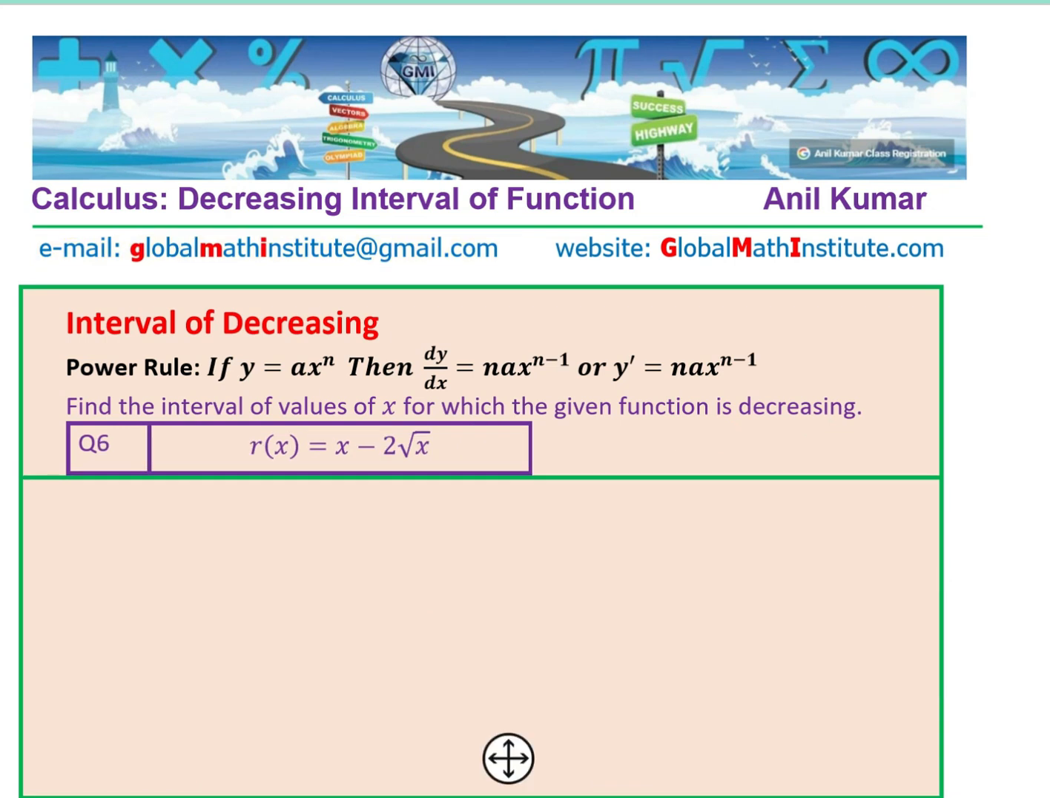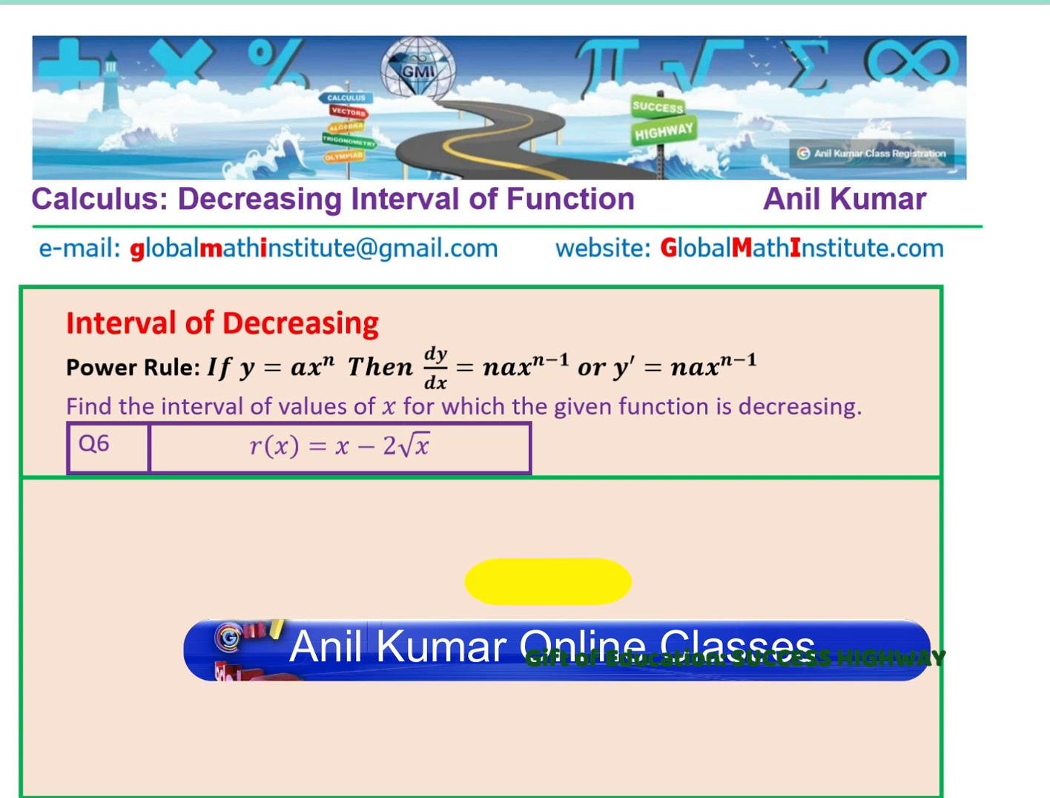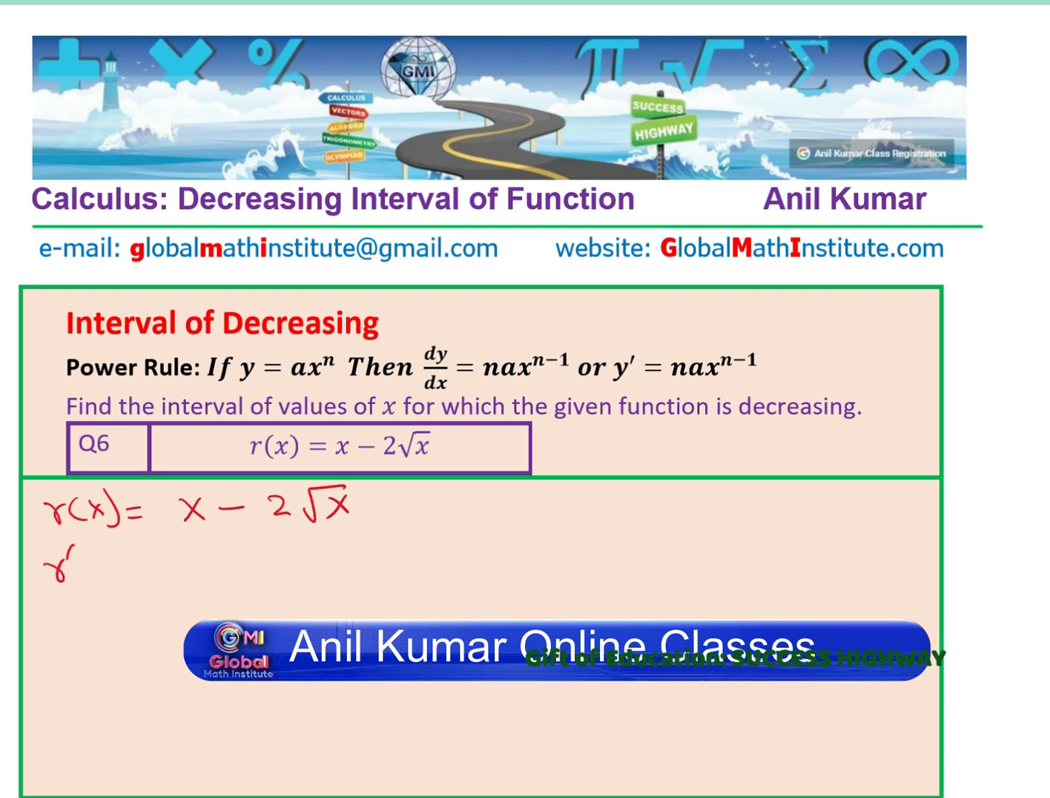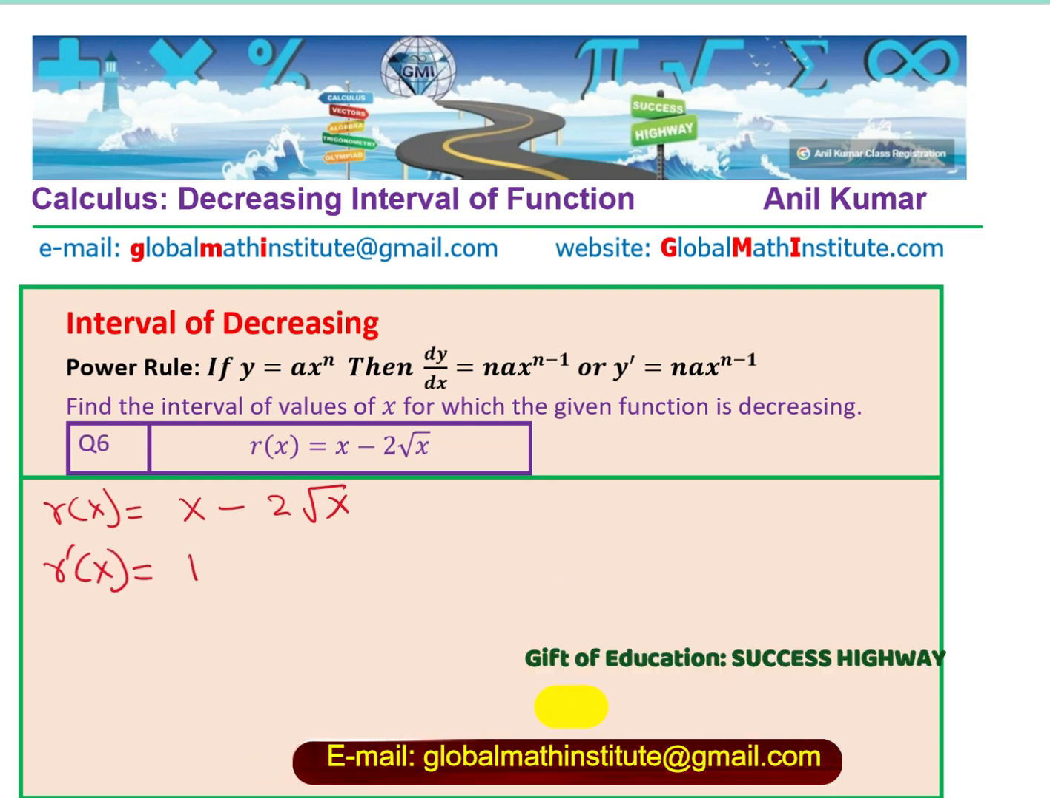Here is the very last question for you. We have a function r of x equals x minus 2 square root x. You can pause the video, answer the question, and then look into my suggestions. Well, the function, let's rewrite, is x minus 2 square root x. The derivative of this function is 1 minus, so 2 times this is half of x to the power minus half, which is 1 over square root x, right?